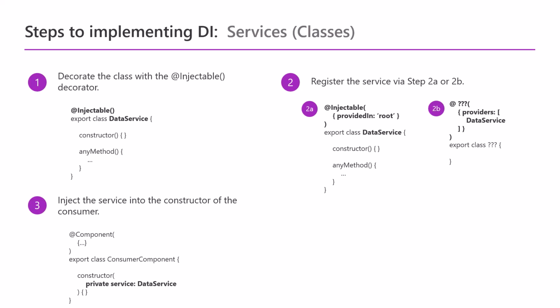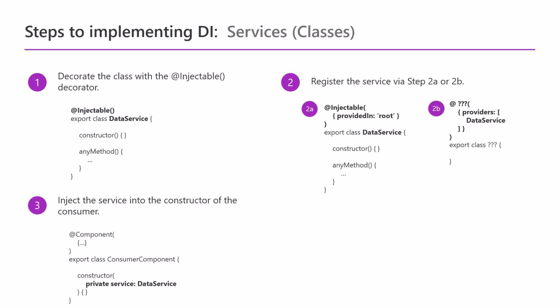So that's step 1. In step 2, we register the service. When we register a resource, we're telling Angular where we want that resource to be available. There are 2 ways in which we can register a service. The first way, which you see in step 2a, is by adding a provided in property to the injectable decorator's metadata object. When we set the provided in property to root, we're telling Angular that we want this service to be available to consumers throughout our entire application.